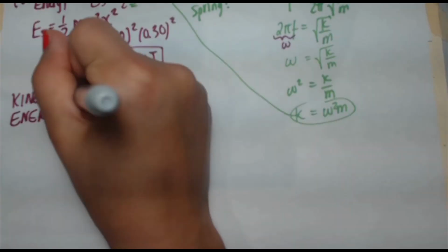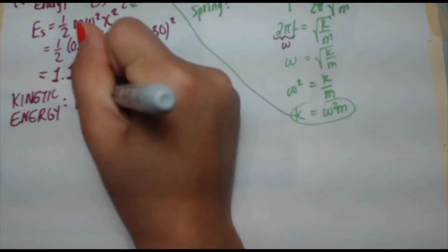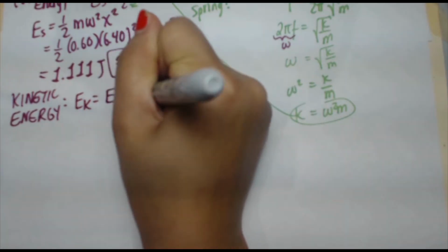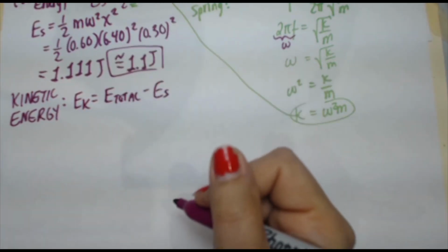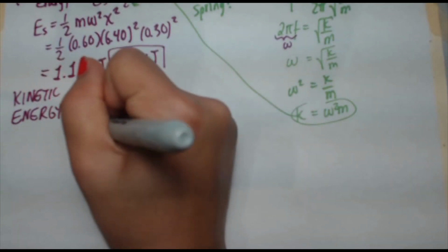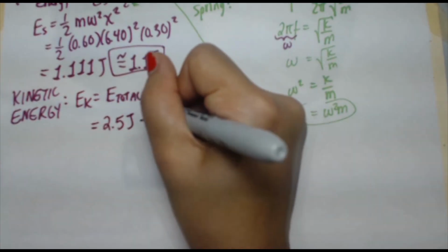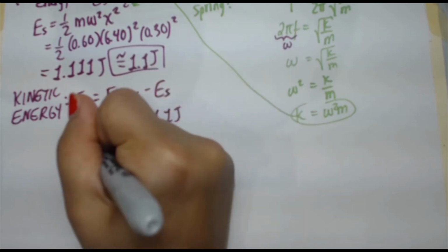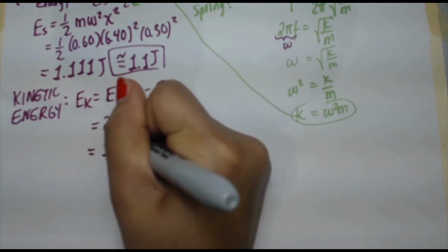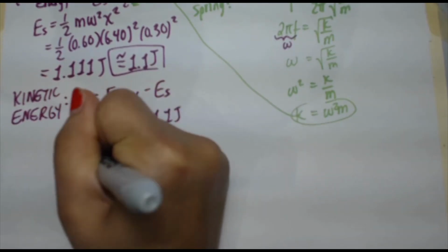So therefore, kinetic energy, we can say that Ek is equal to E total minus Es. It's the difference, right? That's all it is. So the total energy being 2.5 joules, the potential 1.1 joules, and you're going to end up with 1.4 joules as the difference.